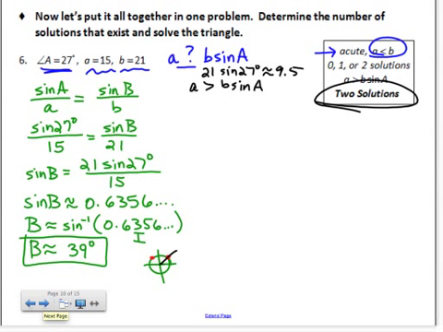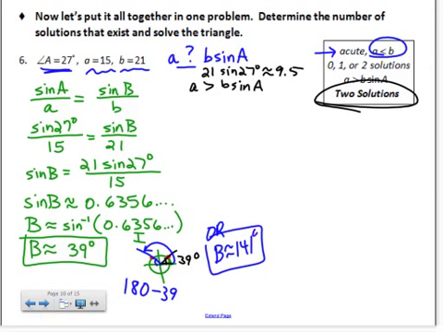Pi minus, or 180 minus. Yeah, there is our 39 degree angle. And our other one, this one, we find by 180 minus 39. Your 39 is that reference angle there, and your 180 minus 39 gives us that. So B could be 39, or B could be what? 141. And this is where we get two different triangles.